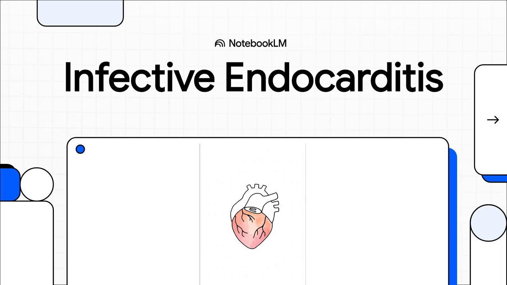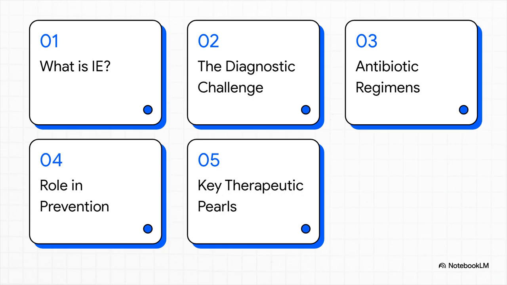Hey everyone, and welcome. Today, we are jumping right into a super important topic, one that's absolutely critical for any clinical pharmacist: infective endocarditis. We're going to break down everything: how to spot it, how to treat it, and how to prevent it, all from the pharmacist's point of view. So here's what we've got on tap.